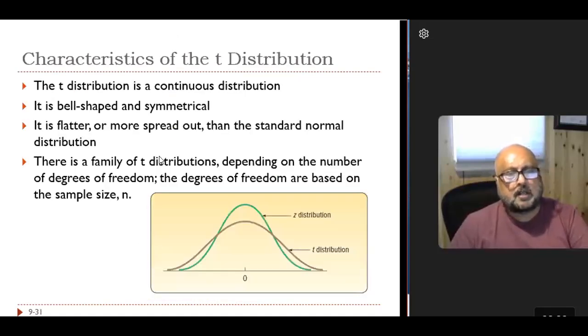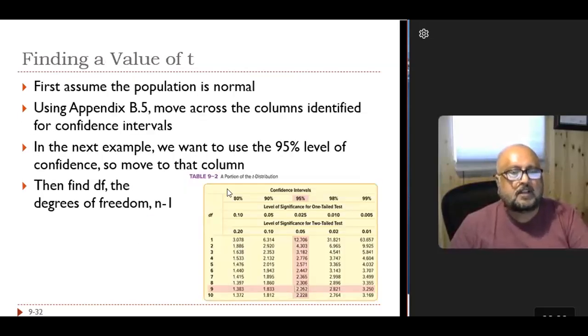Okay, and there are characteristics of z versus t. The t distribution is flatter. They're both normally distributed, but z is not as flat as t. The spread is more, and the t distribution uses degrees of freedom, which is equal to n-1, where n is the sample size. Okay, finding the value of t here.